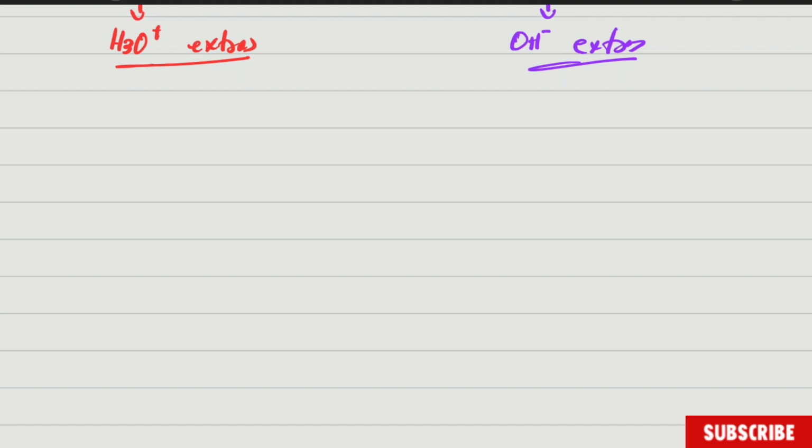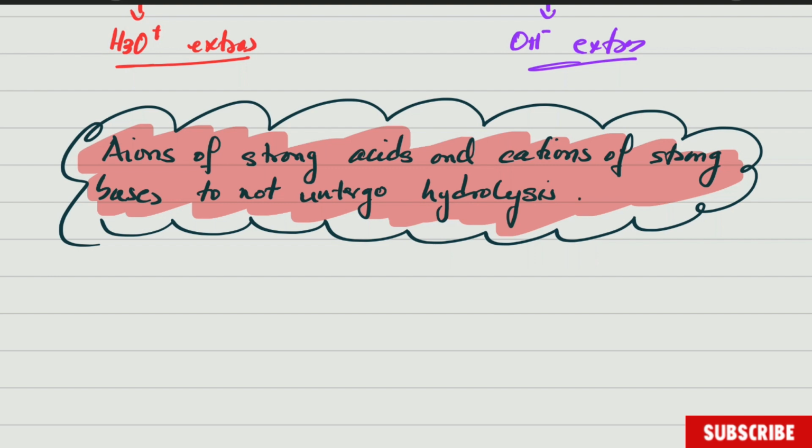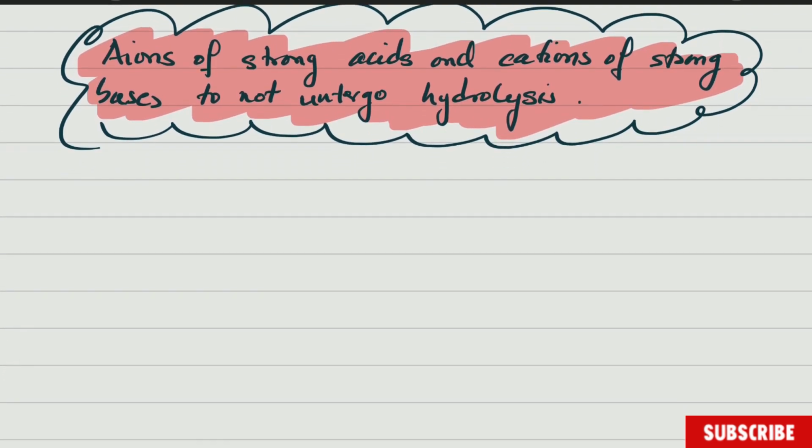Now, before we go on to the examples of all three different possibilities, this is a very important note. The anions of a strong acid and the cations of a strong base do not undergo hydrolysis. In other words, the anion of a strong acid and the cation of a strong base do not react with water. So let's see the very first example, and that is a neutral solution.